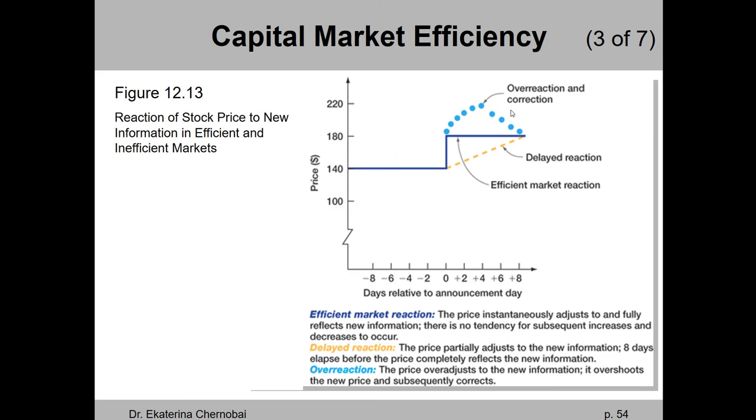Which one of these three adjustments to the new information is efficient, and which one or which ones are inefficient? This step, the solid blue line, is efficient for two reasons. The definition of efficiency is quick and correct adjustment. It's quick because the announcement changes the price right away that same day. It's correct because it stabilizes at the new level right away and stays there. It doesn't change anymore. That's why the solid blue line reflects efficient market reaction.